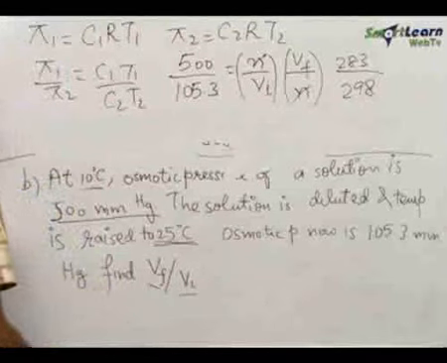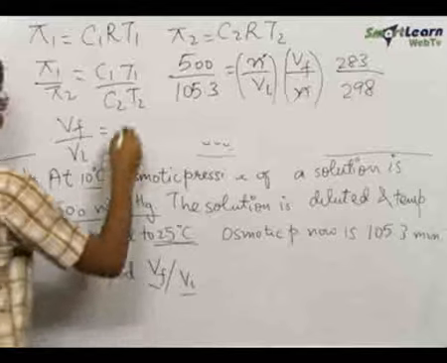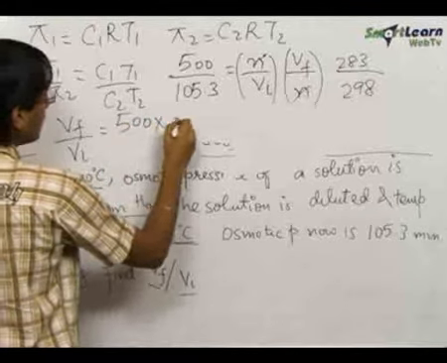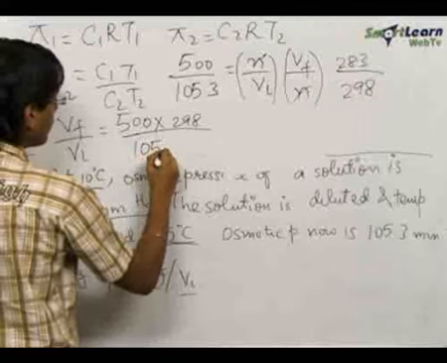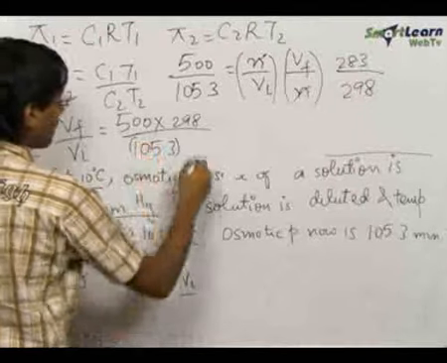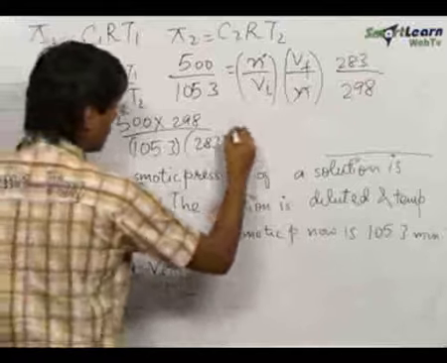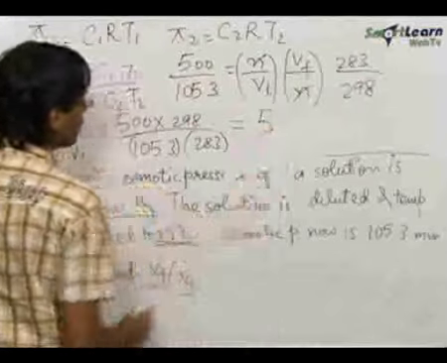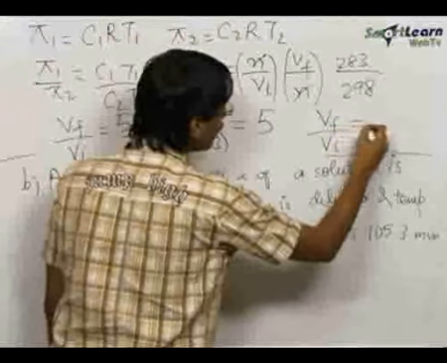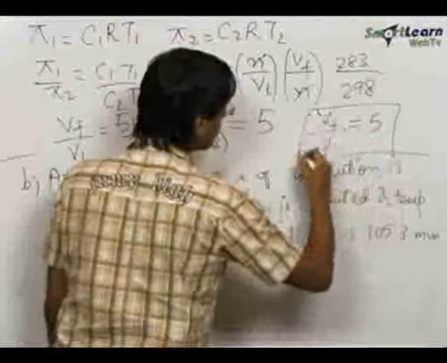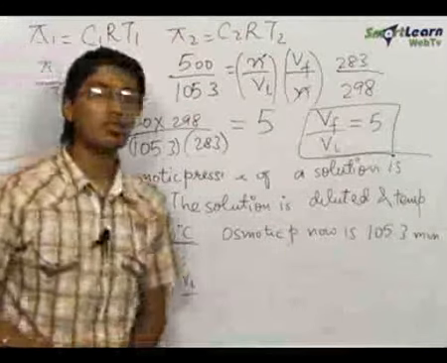We want to find the ratio of V final and V initial, so it is equal to V final by V initial, that is equal to 500 into 298 divided by 105.3 and 283. This on simplification comes out to be equal to 5, and hence our final volume upon the initial volume, the ratio is equal to 5, and this is our final answer for the second part.